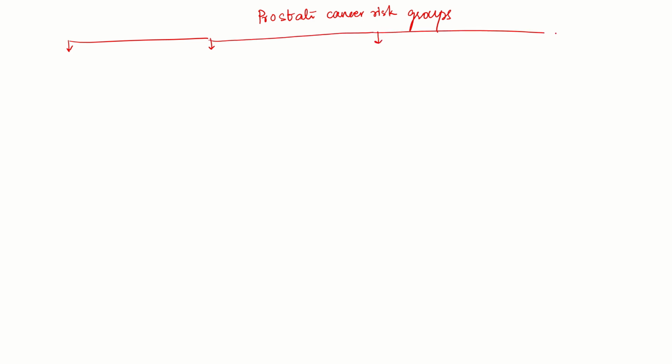Coming to the next part, prostate cancer risk groups. So the risk groups are stratified into low risk, intermediate risk, high risk, and very high risk. These risk groups are stratified based on three important things, that is the C staging, clinical staging, the grade, and the PSA, CGP. That's how I'm using as a mnemonic.